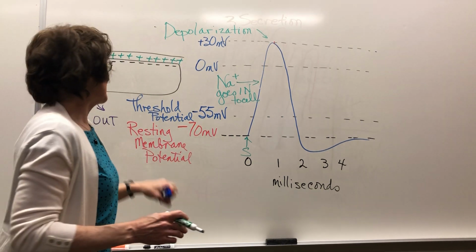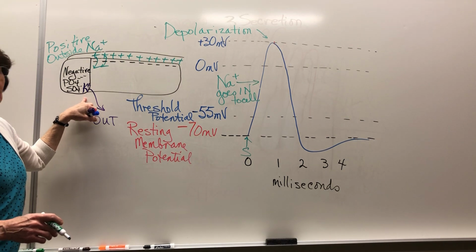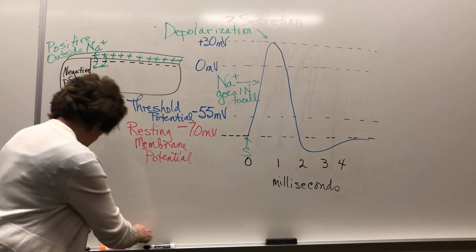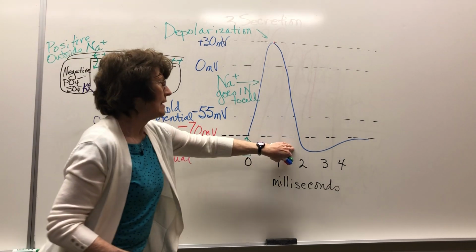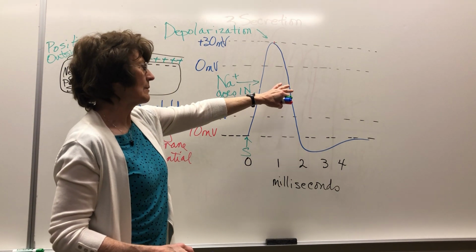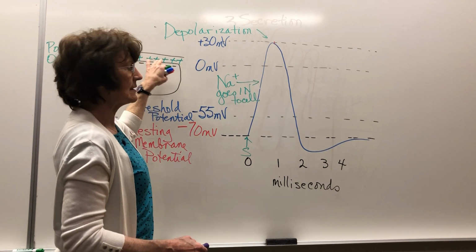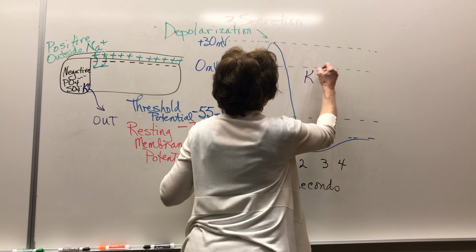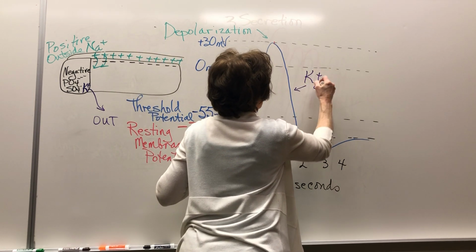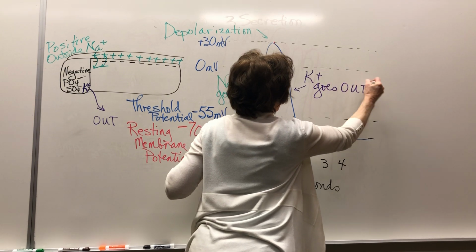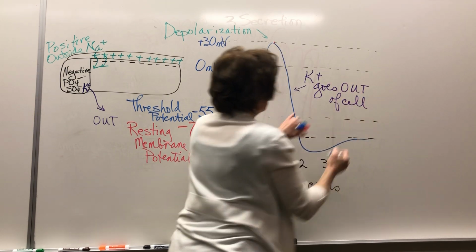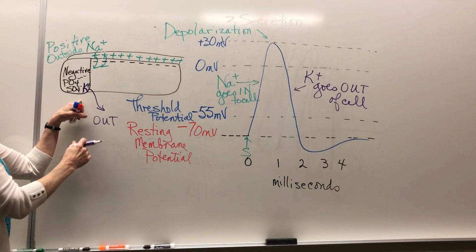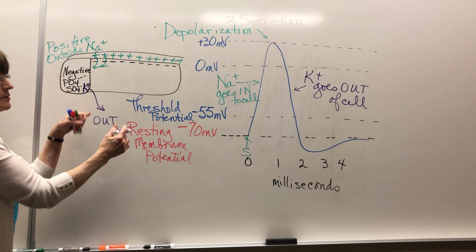What then happens is potassium leaks out. And as potassium leaks out, then it's restoring it down to this. As the positive potassium goes out, it makes the outside positive again, and this goes back to negative. And so I'm going to put this here. So the positive is now going out of the cell. It's the potassium that's going out, and it is making this positive again outside.